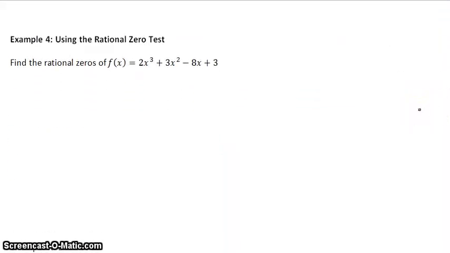So with this problem, I'm going to first talk about all the possibilities for the zeros for this. So it's plus or minus all the factors of 3. So it's going to be 3, -3, 1, -1.